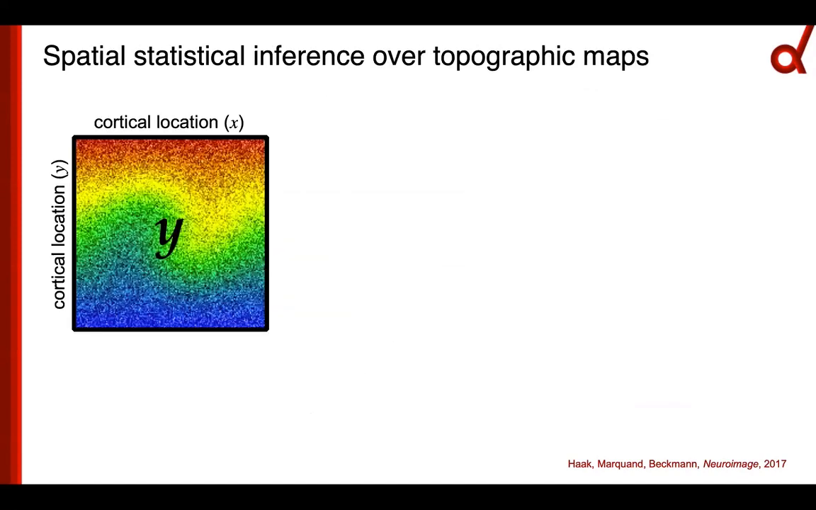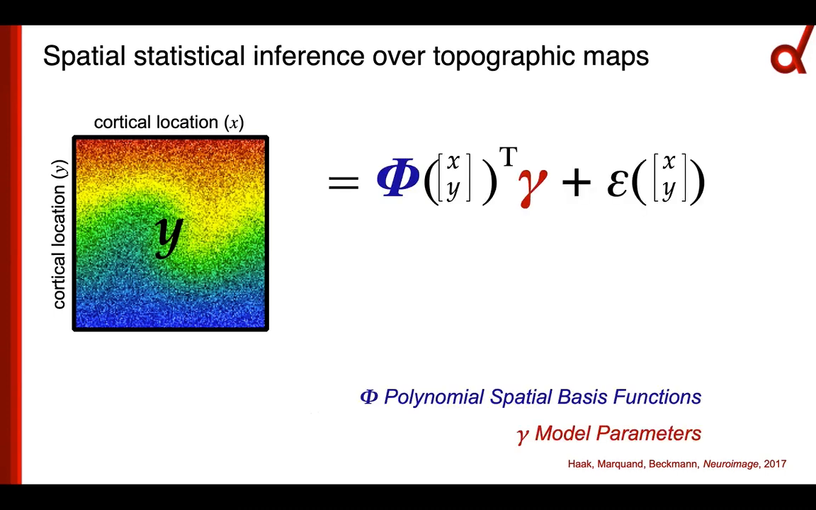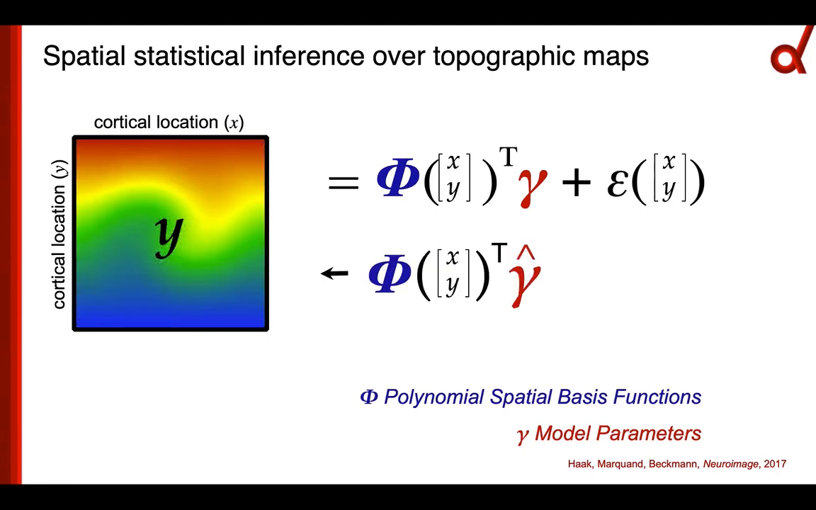To illustrate how this works, let's say that we've successfully extracted one connectopic map. This map may exhibit all kinds of curvature and can be noisy, particularly at the single subject level. But the key idea is that we fit a model to this map by estimating parameters gamma. In our work so far, the model involves a polynomial basis set, but this can in principle be any basis set that is deemed appropriate. And once the model is fitted, the parameters will yield a prediction of the map, which can be compared against the map itself to determine the goodness of fit.